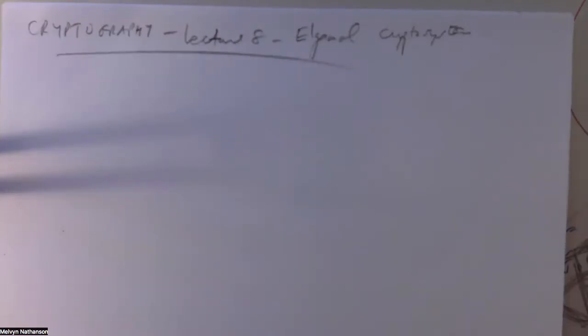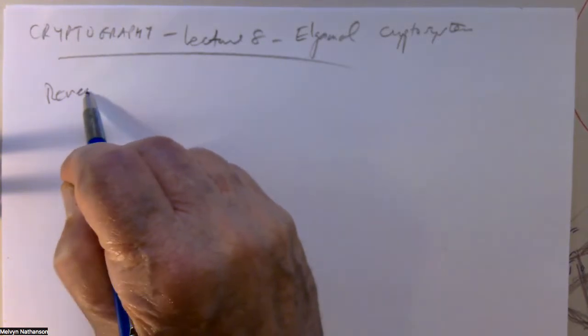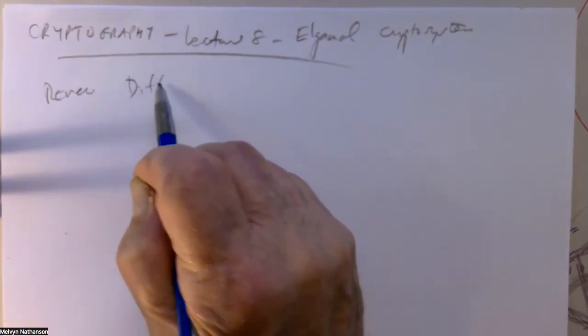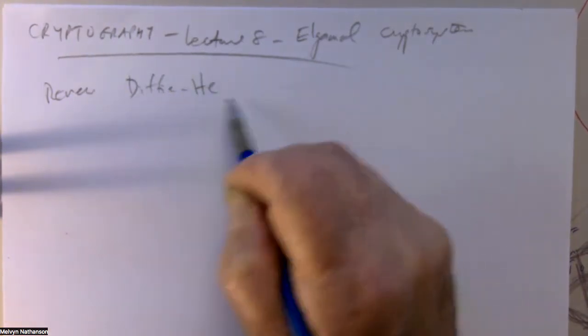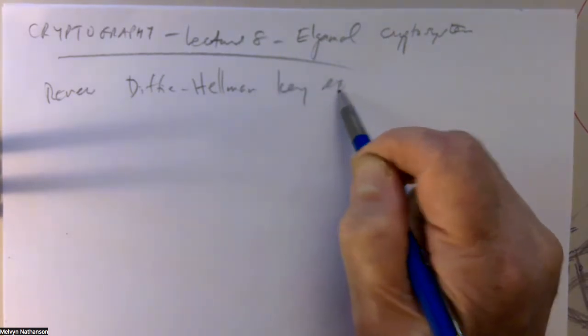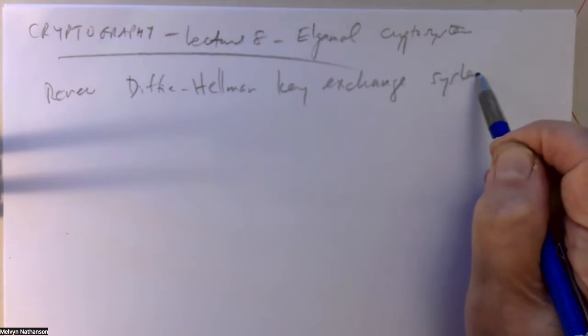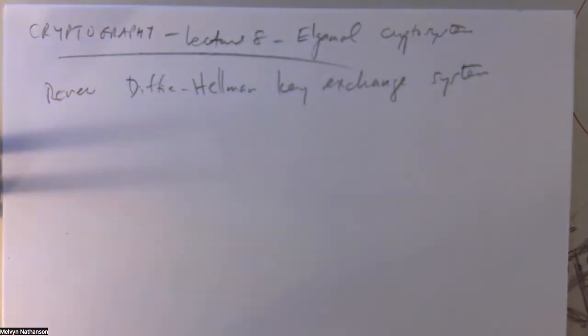So let's start by reviewing the Diffie-Hellman key exchange system. So in cryptography, the problem often is to decide what crypto system to use.